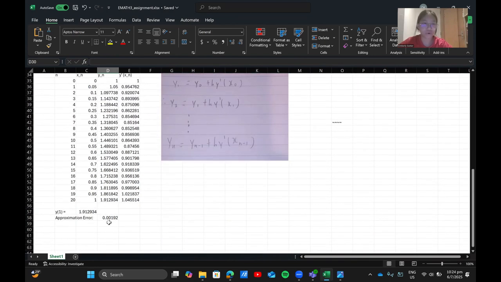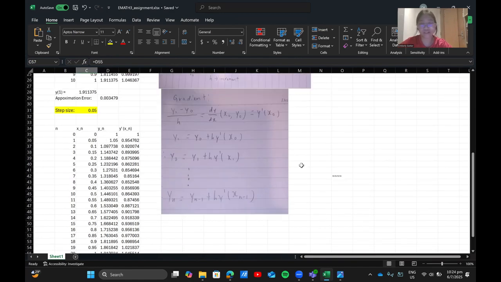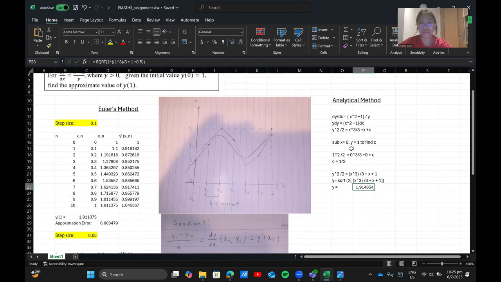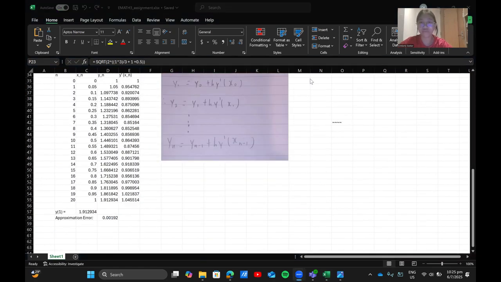We notice that the approximation error is actually much lesser, 0.00192, and the y value is actually closer to the value found in the analytical method. This is because when the increment value is smaller, the points follow more closely to the curve, henceforth giving a more accurate answer. That is all for today's presentation.